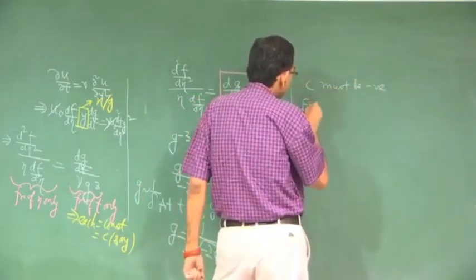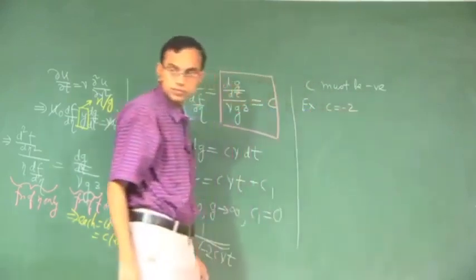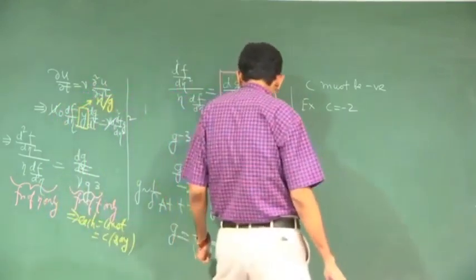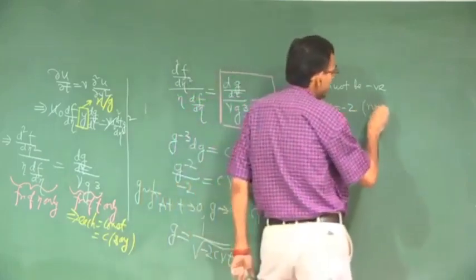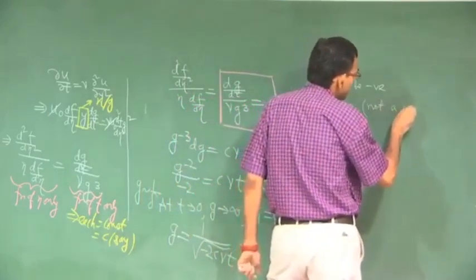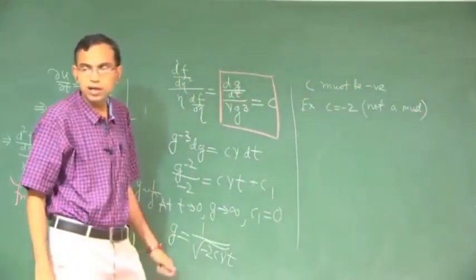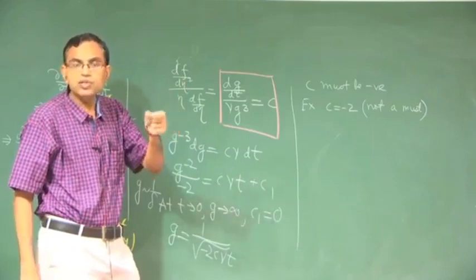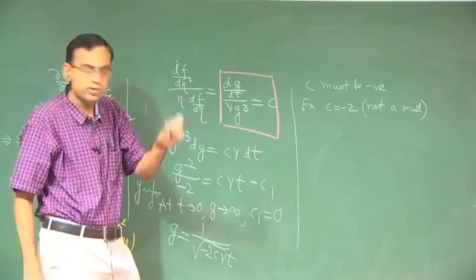So, as an example, you choose c equal to minus 2, which is not a must, you can choose any other value. Remember that in ratio proportion problems at school level, when you have a by b equal to c by d, you can choose each equal to k, whatever is the k, it does not matter so long as a by b equal to c by d.